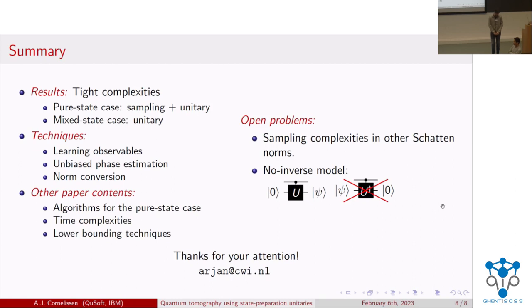Yeah, I guess it's more of a philosophical question. Like, where does the power come from? In order to obtain this improvement from 1 over epsilon squared to 1 over epsilon, is it just the fact that you have access to the unitary in some kind of controlled way, or do you really fundamentally need that you can run it in reverse somehow? Okay, thanks. So yeah.